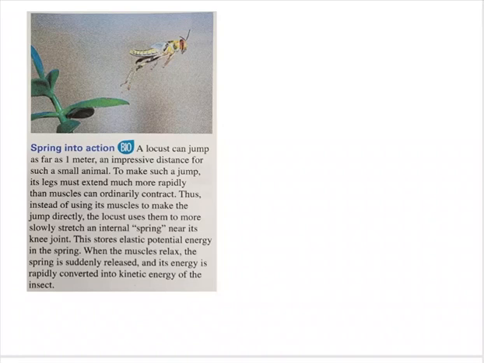When the muscles relax, the spring is suddenly released and its energy is rapidly converted into kinetic energy of the insect. So this is just a biological example of the sort of thing that we've been talking about, to allow a massive amount of energy to be released in the form of spring action so that this bug can jump 1 meter through the air. Tiny little thing, 1 meter through the air. It'd be nice if we could do that.